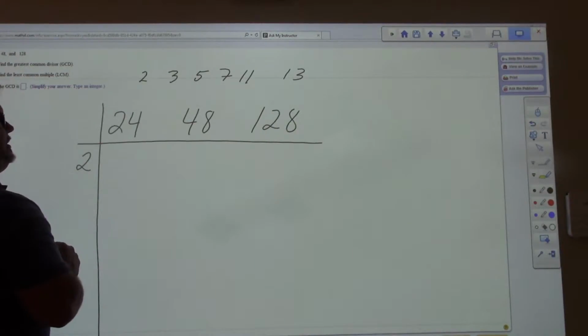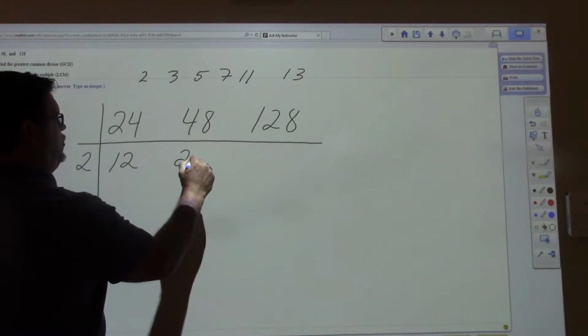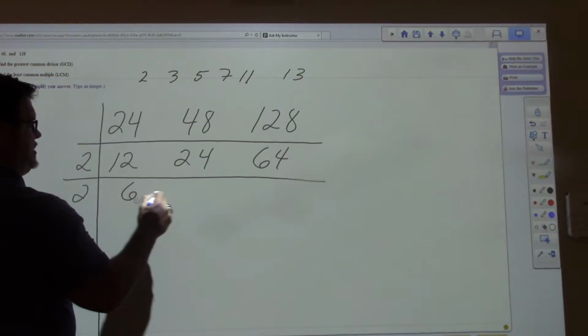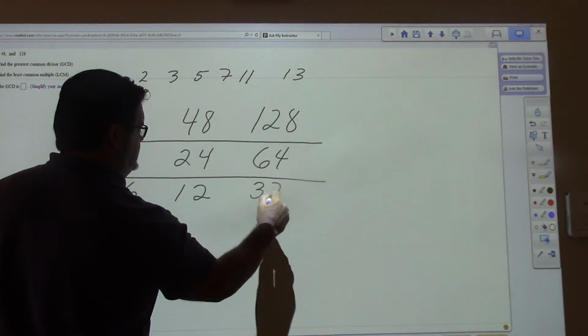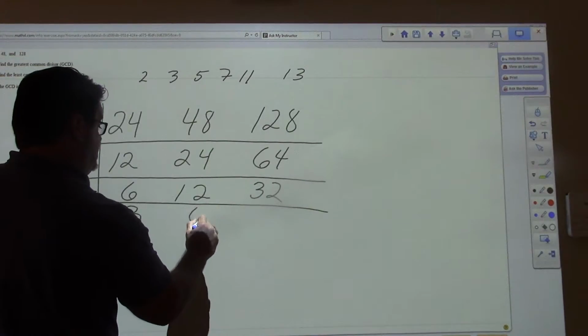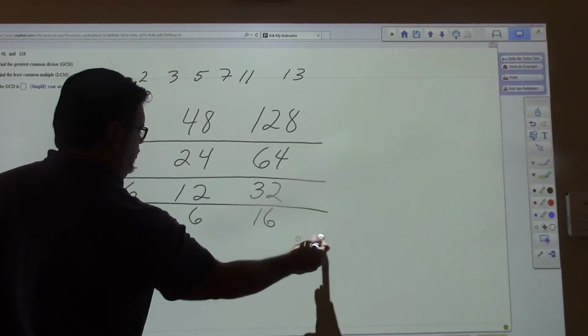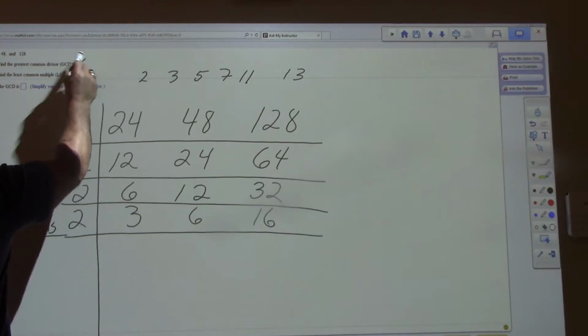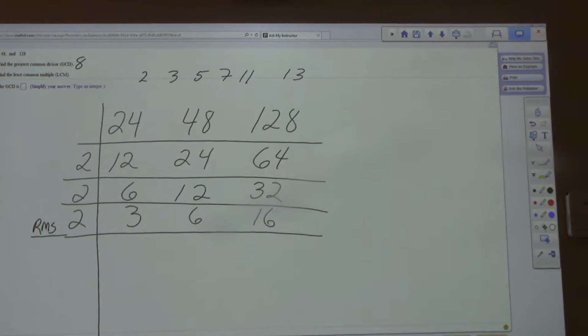Two will go into 24. How many times? 24, 48, 128 divided by 2 gives 12, 24, 64. Again by 2: 6, 12, 32. Again: 3, 6, 16. Real math stops there. So our greatest common divisor is 8. That is the biggest number that will go into all three.